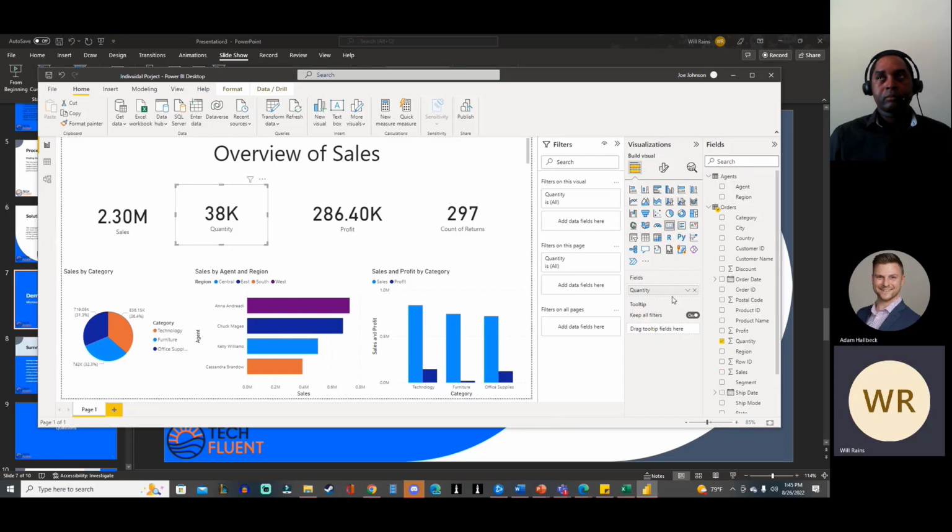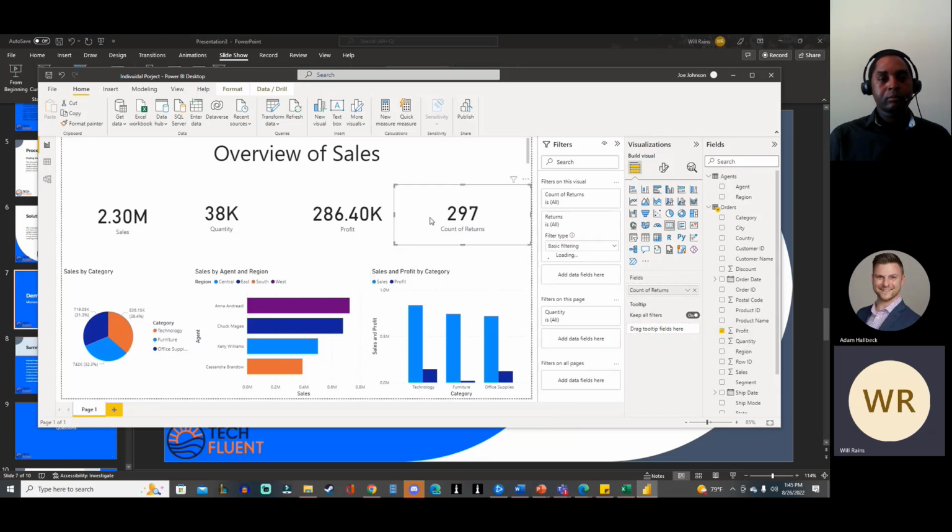The next thing I used was quantity of product, which is 38,000, and I did the exact same thing, and I picked the card. The next is the net profit of all the sales, which is 286K, and that same thing, profit into cards. And then the amount of returns.